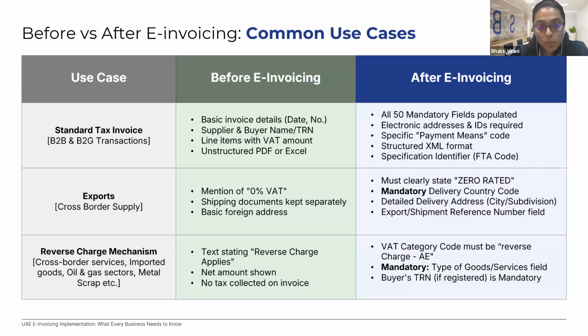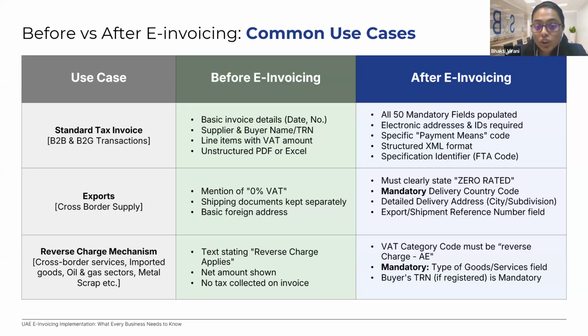Then we have the exports. Currently we raise a general export invoice, and separately we maintain the shipping documents. But going forward in e-invoicing, the shipping document references will also have to be plotted on the invoice, and the delivery address, that is the final destination where the goods or services are being delivered, along with the country code from the predefined data list, is to be captured.